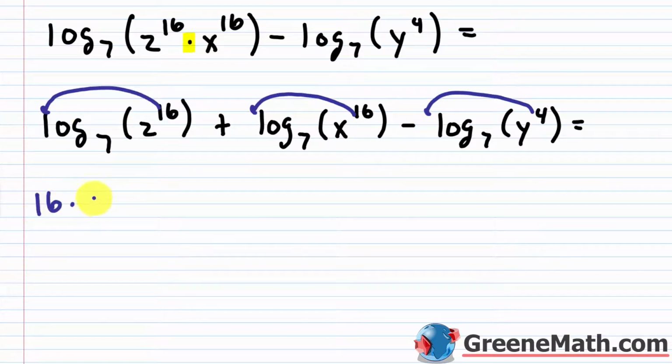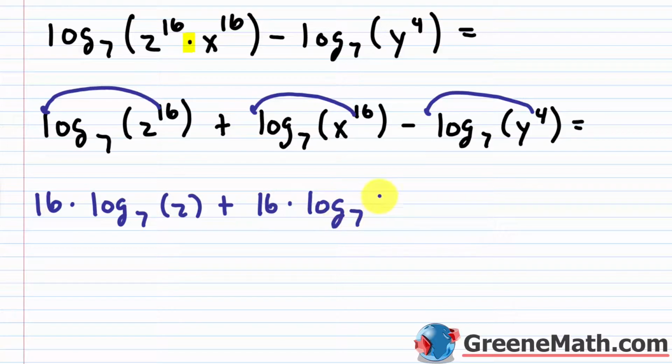We have 16 times log base 7 of z. Then plus 16 comes out in front, so we have 16 times log base 7 of x. Then minus my 4 comes out in front, so 4 times log base 7 of y. And that's it. So we have 16 times log base 7 of z plus 16 times log base 7 of x minus 4 times log base 7 of y.